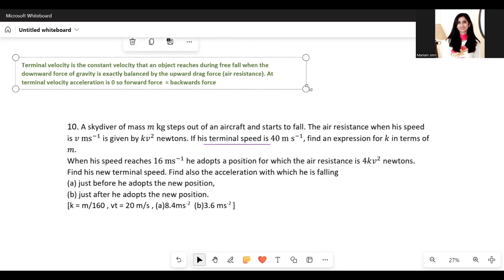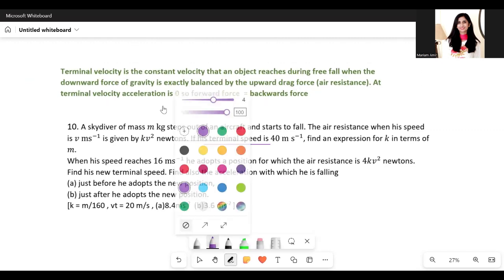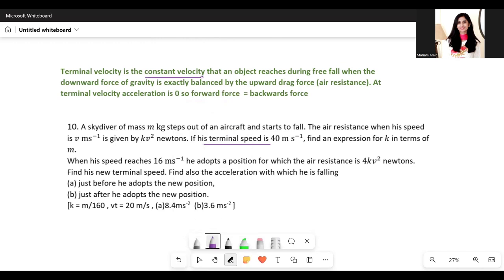Okay, let's read that. Terminal velocity is a constant velocity. If it's constant velocity, that means acceleration is 0, which means we're going to use forward force is equal to backward force, since acceleration would be 0. Terminal velocity is a constant velocity that an object reaches during free fall when the downward force of gravity is exactly balanced by the upward drag force, the air resistance. This is usually observed by skydivers.